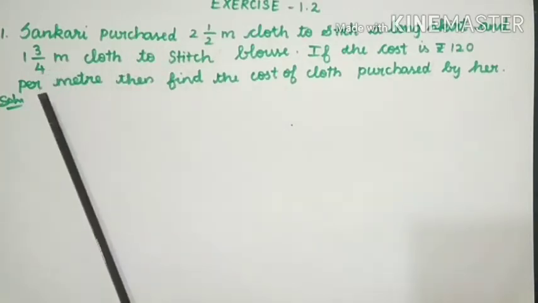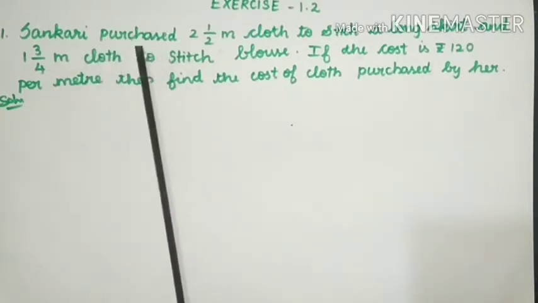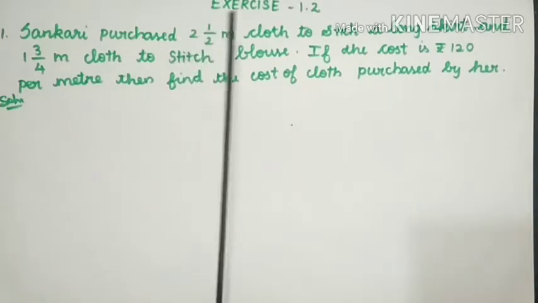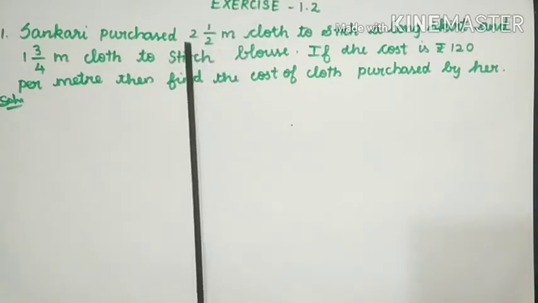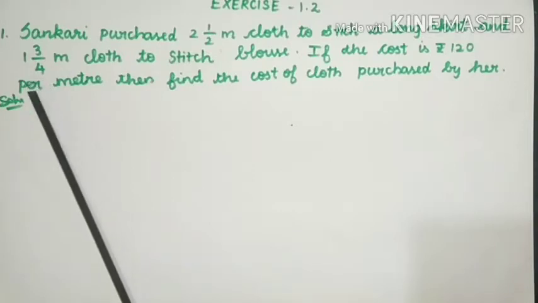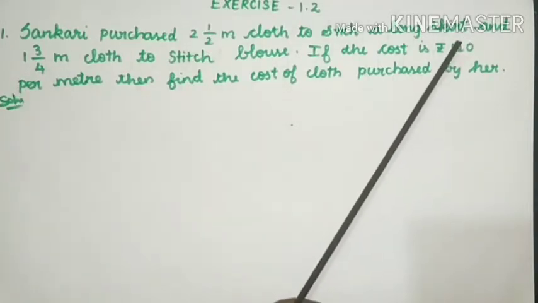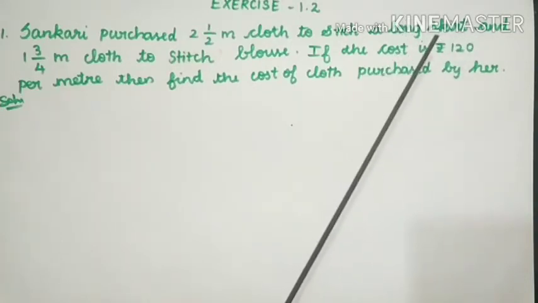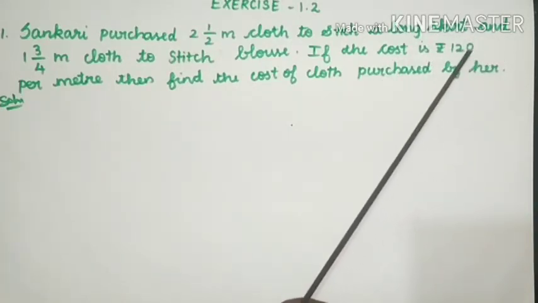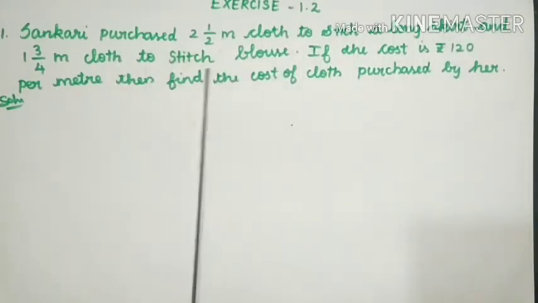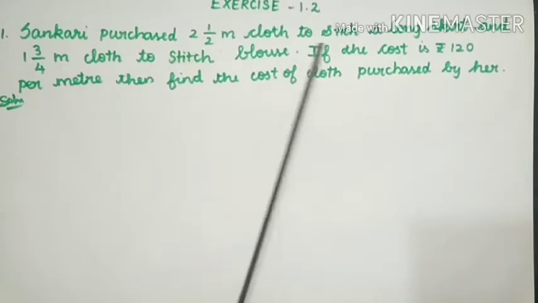To find the cost, first we have to add the total length of the cloth. To find the total length, what we have to do? Yes, we have to add the given cloth. That is 2 1 by 2 plus 1 3 by 4. Then we have to multiply it with 120 because the value of 1 meter of cloth is given, that is 120. We have to find it for the total. We have to find the cost of cloth purchased by her. Let's see.